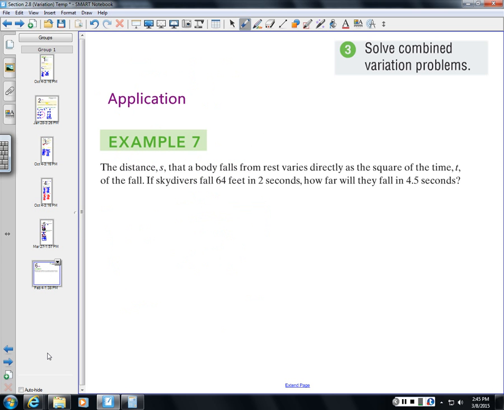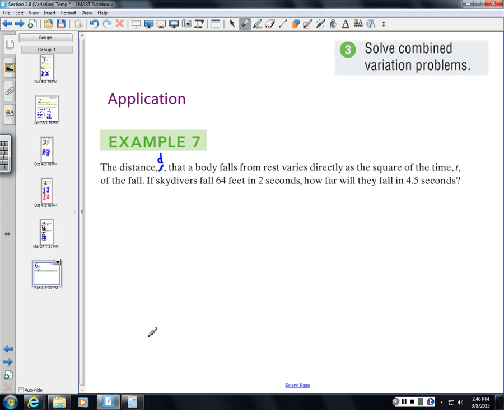Alright, and the last one we have is a little bit less generic. It's more specific to how you would actually see these variation problems used in more of a real-life type setting. So if we read through this, again, we're still just looking for our keywords. We have the distance, which they tell me to let be s. I'm actually going to change that because since it's distance, I'm going to use d.